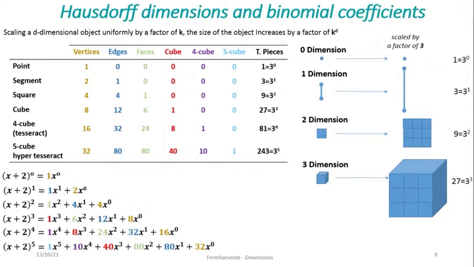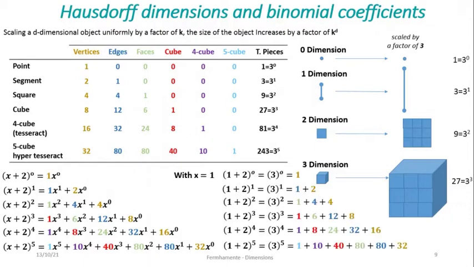You have to look at the numbers. You can see that they are highlighted in different colors. You can immediately see there is an agreement with the numbers in the table. Changing x to 1, we obtain exactly the size of the d-dimensional object scaled by a factor of 3. The variable x stands for the open edges.